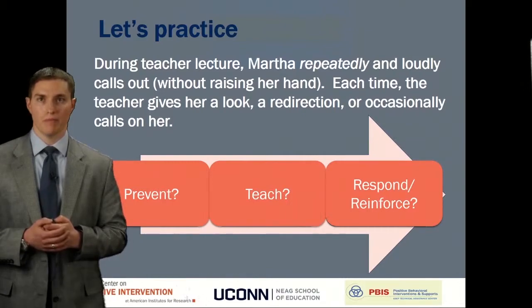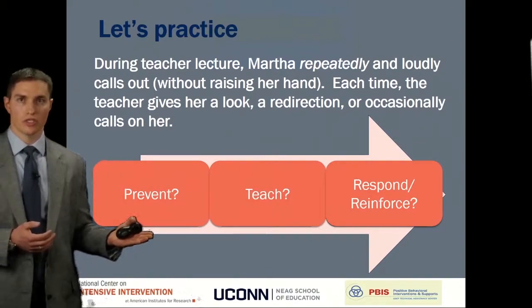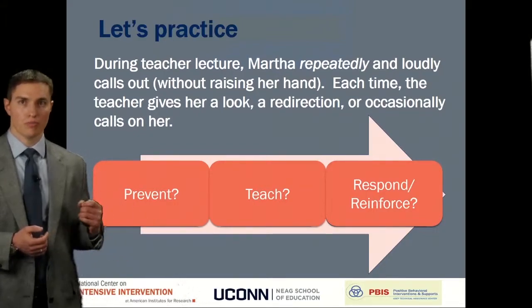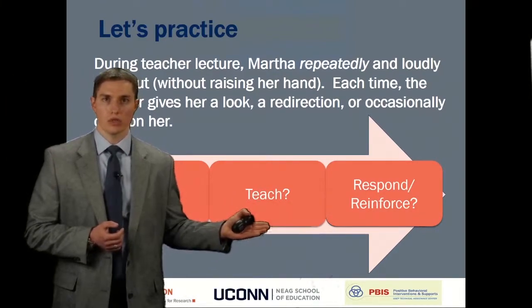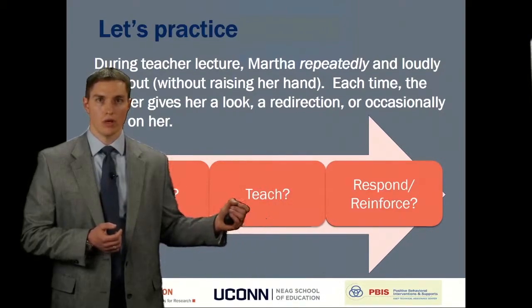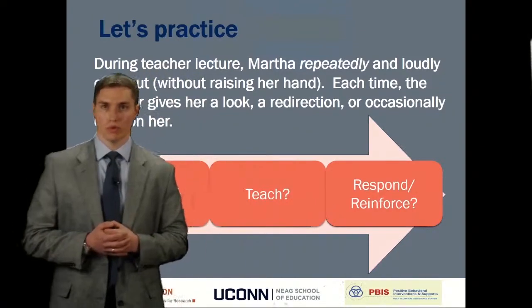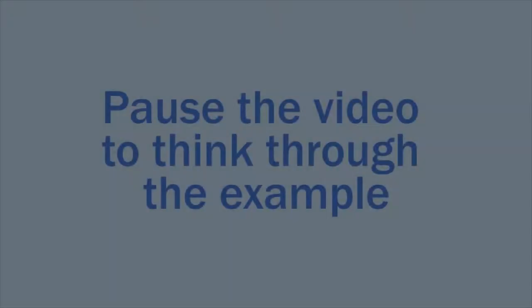Think to yourself for a minute, are there ways that you could implement strategies to prevent this situation from occurring? Are there support or strategies you can put into place to help support teaching Martha about her behavior and more appropriate behaviors? Are there also consequence strategies that you could look to implement with Martha to improve this behavior over time?